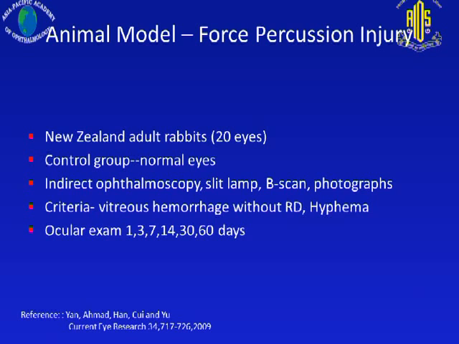They had a control of normal eyes, and they produced a percussion injury, and they performed the usual complete ocular examination, and the criterion was to just produce a vitreous hemorrhage without causing retinal detachment. And of course they conducted a regular ocular examination in these rabbits.